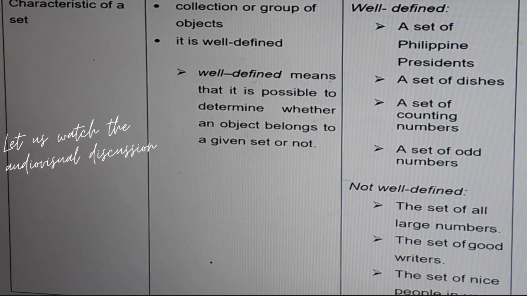Now, another example, a set of good writers. What should be our criterion or criteria in determining the good writers? Then the third example, we have a set of nice people in your class. What should be your criteria for identifying nice individuals or people in your class? So these are the not well-defined sets.